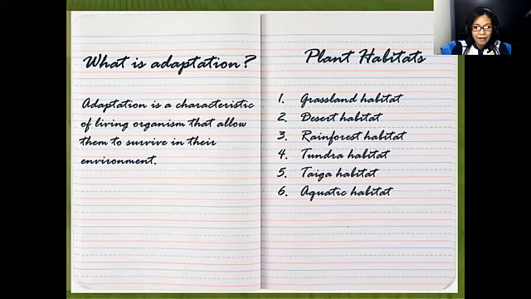So we will end the class here. In the next period, we are going to study and learn about the habitats of plants and the different adaptations or characteristics of plants that help them to survive in those habitats that we have here.